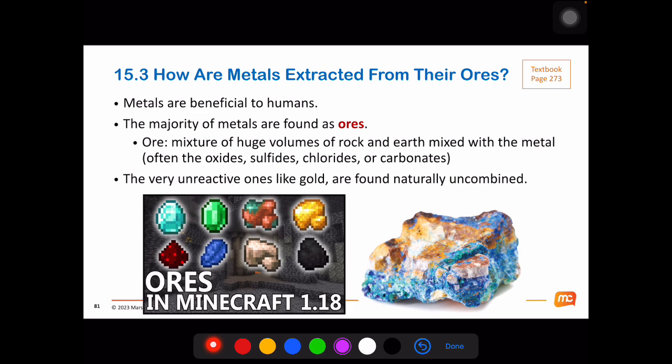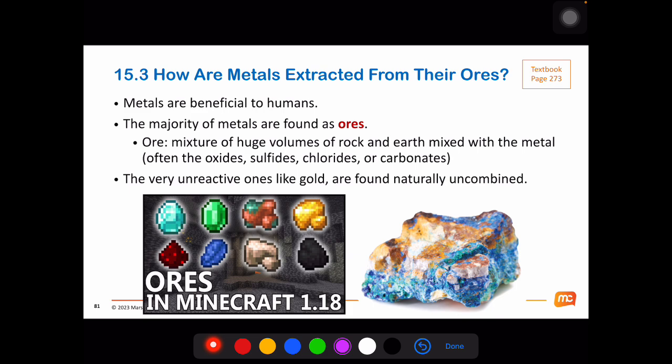So only the very, very unreactive metals like silver and gold and sometimes copper can be found naturally uncombined. For those of us who play games, we know that sometimes you can dig for those minerals in games like Minecraft. We know that in order to get the pure metal, sometimes there must be some form of processing involved. The processing is what we call extraction.